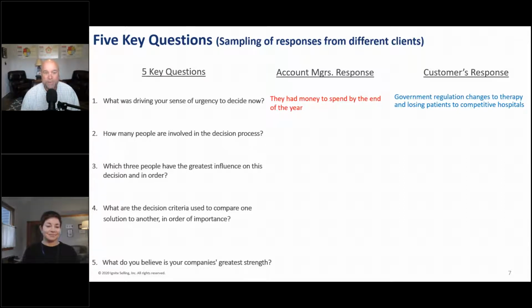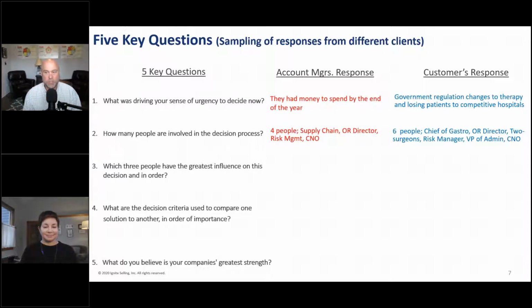How many people are involved in the decision process? The sales representative tells us there are 4 people involved: supply chain, OR director, risk manager, and a chief nursing officer. The same question was asked to the same account manager's strongest advocate inside the account. They told us there were 6 people. And you can see who these people are: the chief of gastroenterology, OR director, surgeons, risk managers, VP, and the CNO. So again, not quite in alignment here.